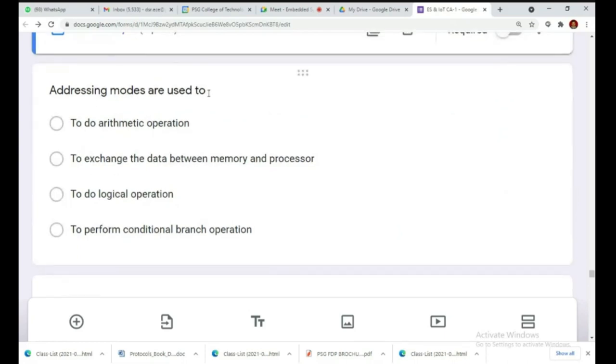Addressing modes are used to do what? Addressing modes are not for arithmetic operations, not for logical operations, and not for performing conditional branches. Addressing modes are used to exchange data between the memory and the processor.